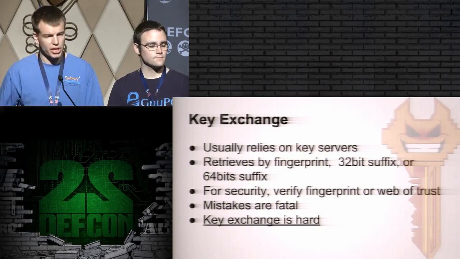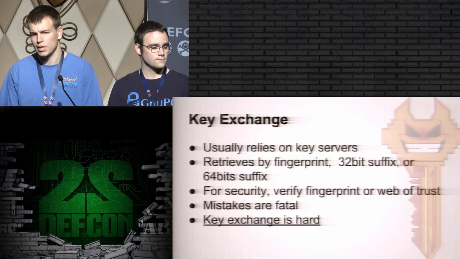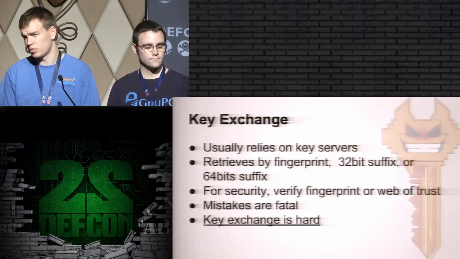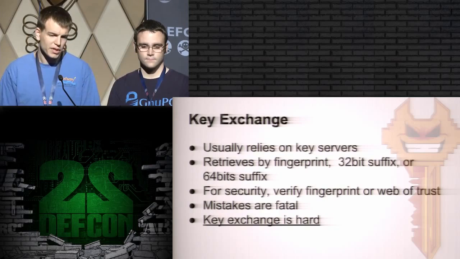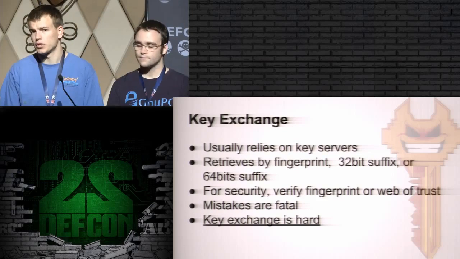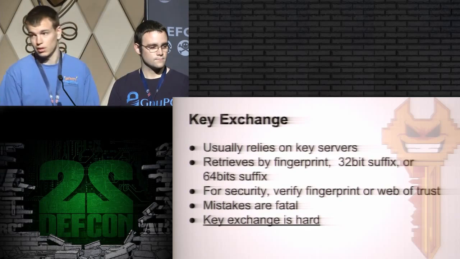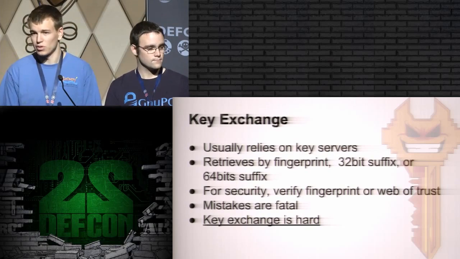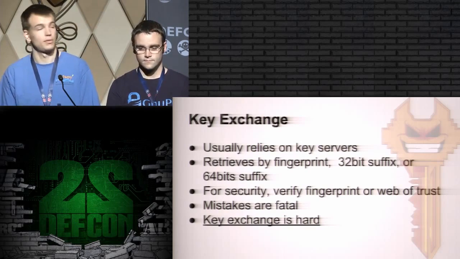So in order to exchange a secret message, you must get the receiver's key. And this is normally done via the GPG key servers. To specify a unique key on the GPG key servers, you specify either a fingerprint, 32-bit ID, or a 64-bit ID. You receive the key, and once you receive the key, you verify that it's the key you think it is. There are two ways of doing this. One is to manually check the fingerprint character by character, and the other way is to use the Web of Trust. More on that later. And the big problem with this essentially is that mistakes are fatal. If you trust a key that you shouldn't be trusting, and there's no recourse, you've lost, which makes this key exchange part very, very hard.